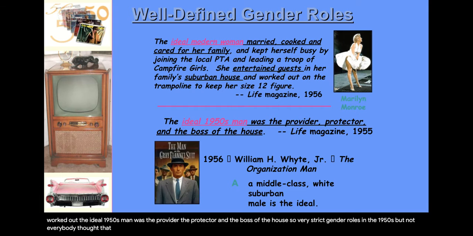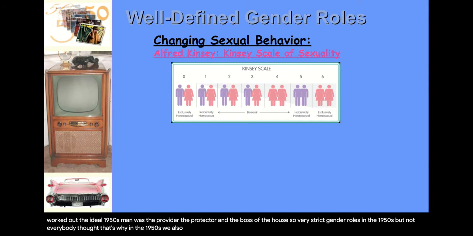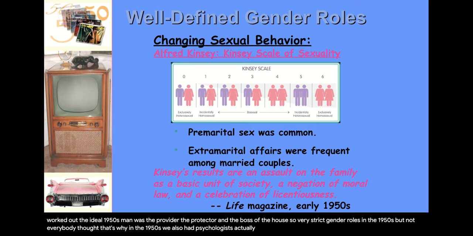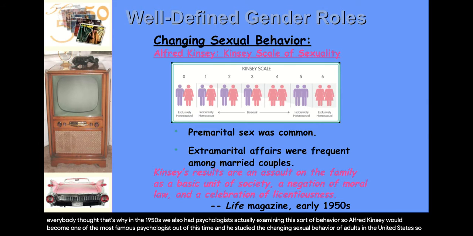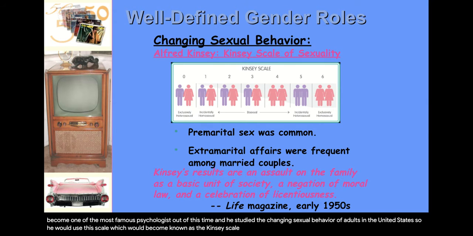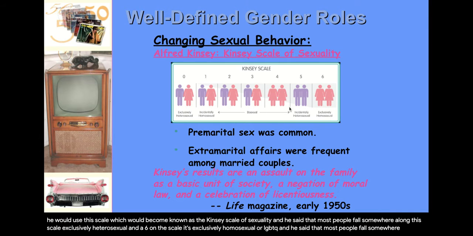But not everybody thought this way in the 1950s. We also had psychologists actually examining this sort of behavior. So, Alfred Kinsey would become one of the most famous psychologists out of this time, and he studied the changing sexual behavior of adults in the United States. So, he would use this scale, which would become known as the Kinsey scale of sexuality. A zero on the scale is exclusively heterosexual, and a six on the scale is exclusively homosexual or LGBTQ. And he said that most people fall somewhere along this scale.